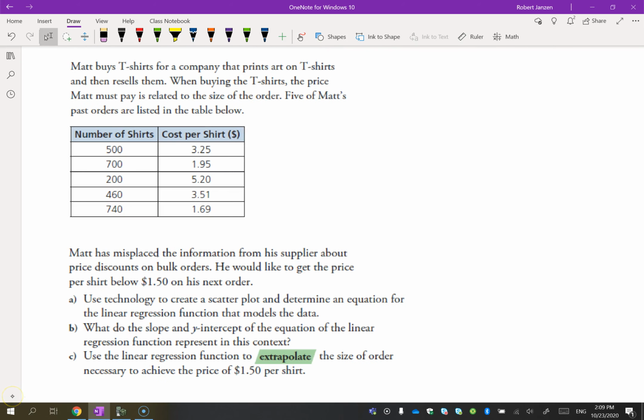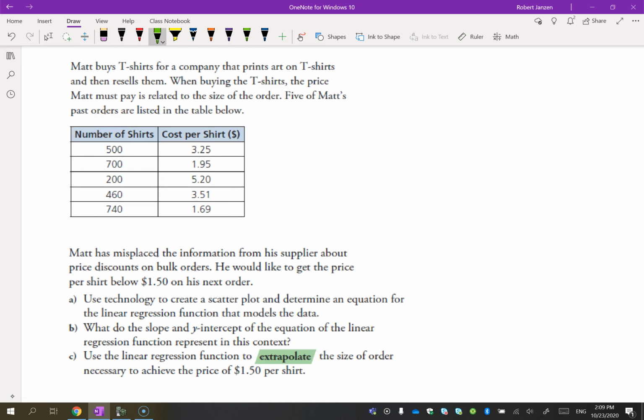Let's try the next example. So Matt buys t-shirts for a company that prints art on t-shirts and then resells them. When buying the t-shirts, the price Matt must pay is related to the size of the order. Now, typically, the more shirts you buy, the cheaper it's going to be, and you can see here that's true. The higher the number of shirts, the less the cost per shirt is.